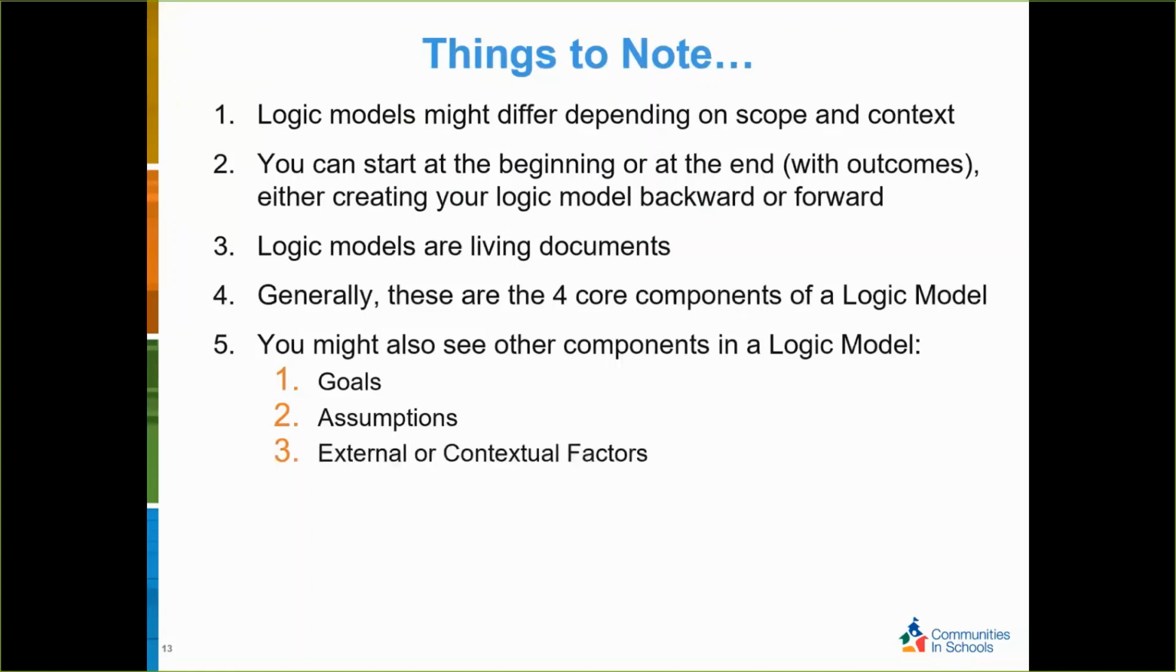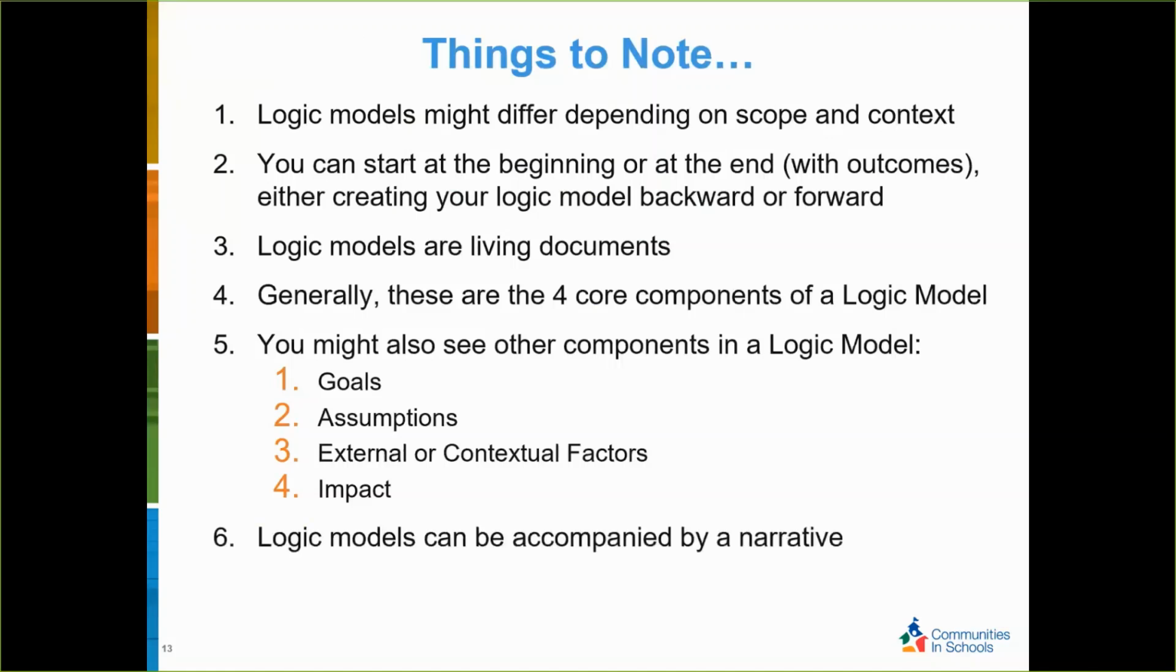External or contextual factors are aspects influencing the program or initiative that are usually outside of your control. So this includes things like the structure of a school district, the political environment, or a community culture. And impact. These are the broader, longer-term changes that you might expect or hope to occur, similar to the longer-term outcomes as Eamon mentioned. Some logic models will try to make this more explicit.